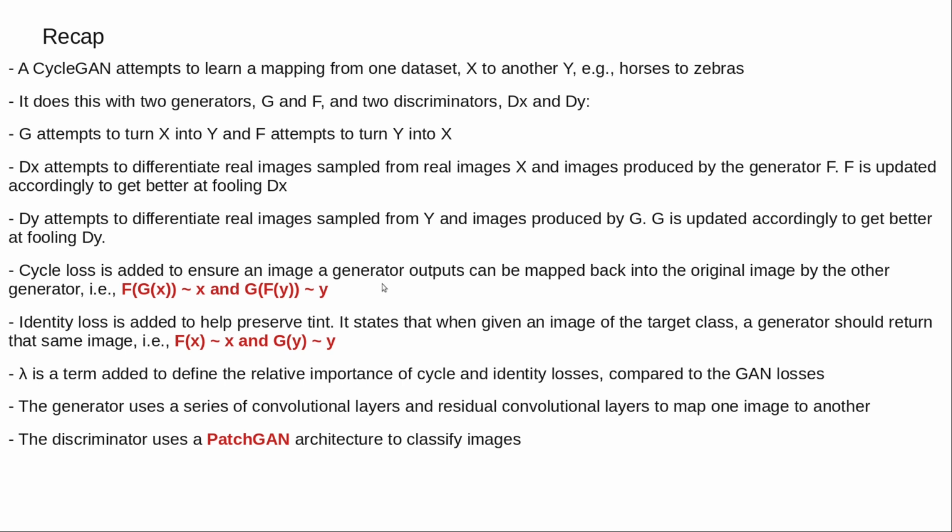About the concept of losses in CycleGAN, we discussed this in detail in the previous architecture video: we have three losses in CycleGAN. One is the obvious one, the regular GAN loss, or general adversarial loss. Then I have the cycle consistency loss. This loss is very specific to the CycleGAN architecture, and it is added to ensure that an image a generator outputs can be mapped back into the original image by the other generator.